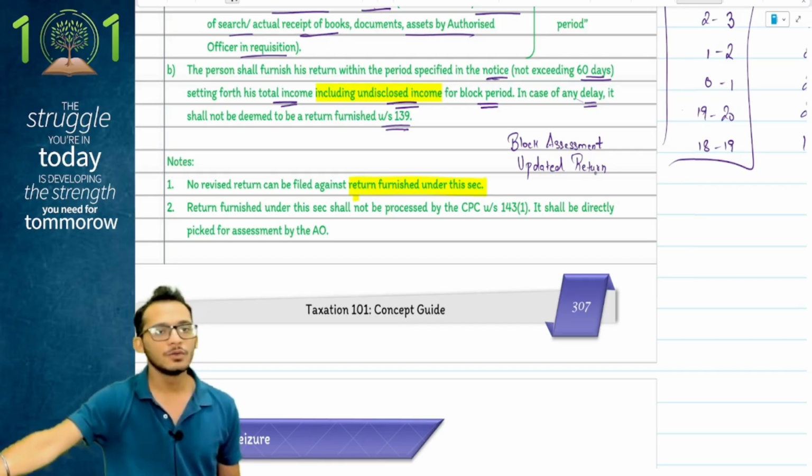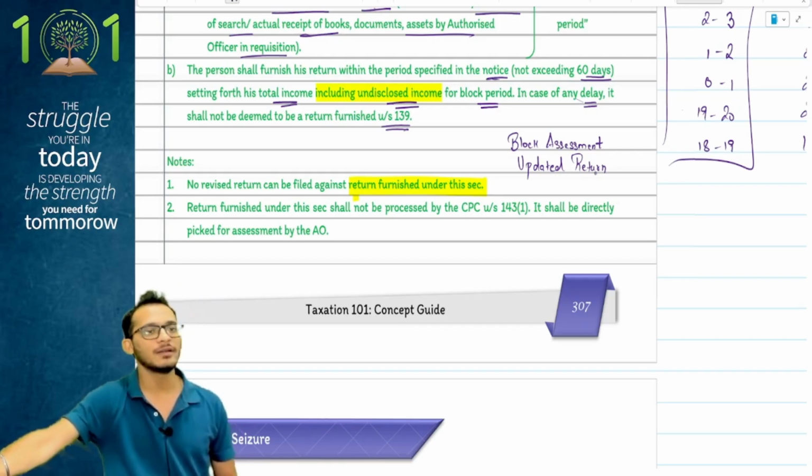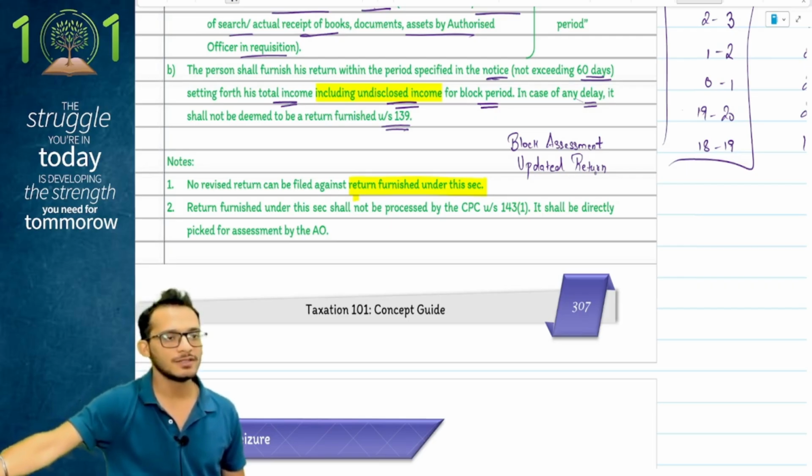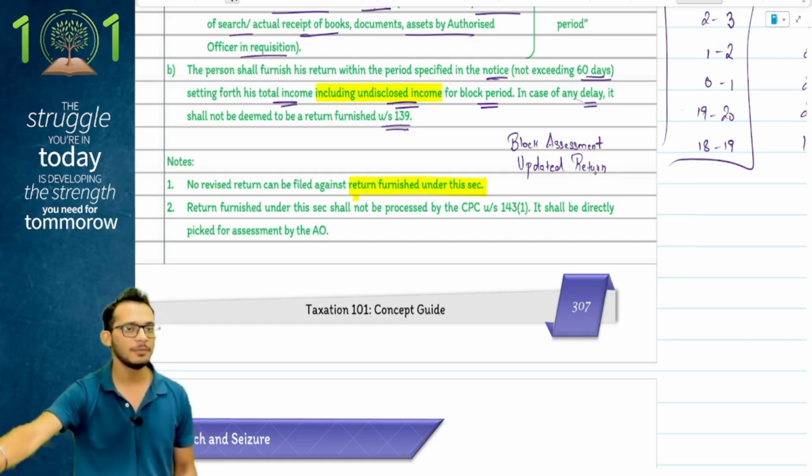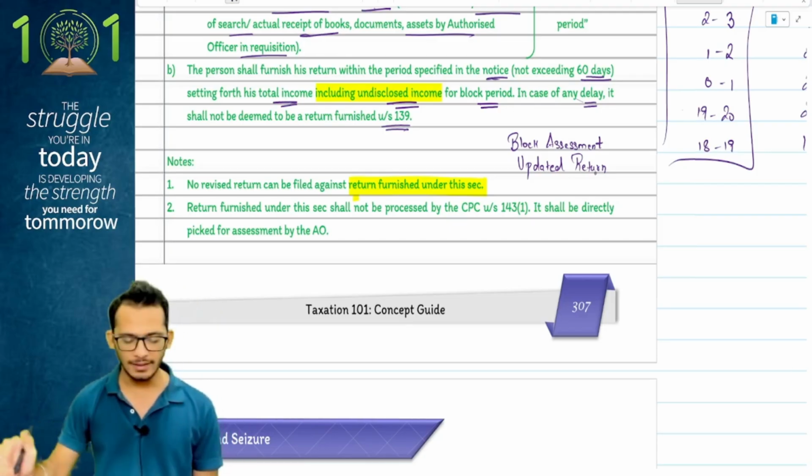Clear? Two things where you cannot file a revised return, people, are the updated return and your search block return. Search and block return. I'm just putting out summaries for you people. Please keep noting the summaries, because in the exam these are all things which can be tested at theory level. Please be very careful about this. Note number 2.